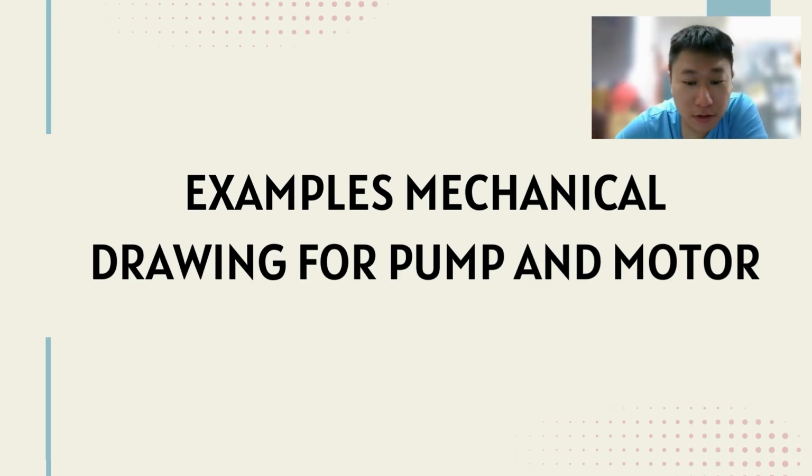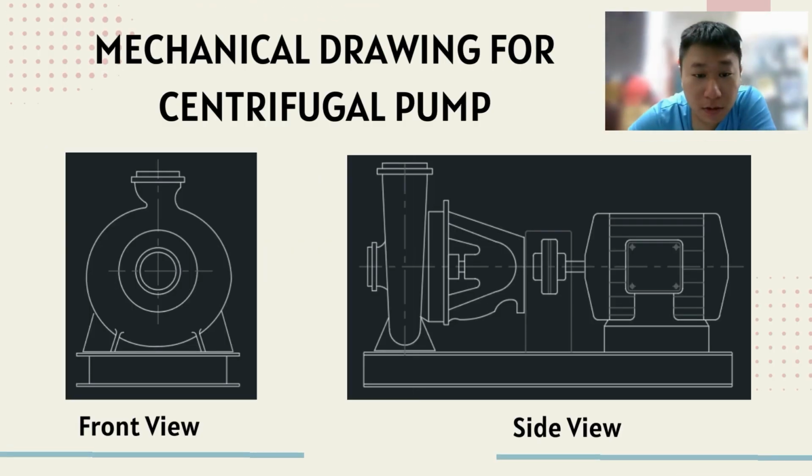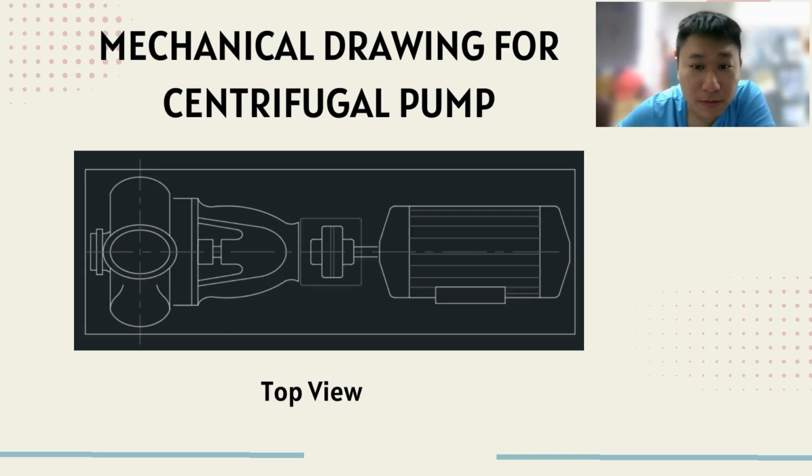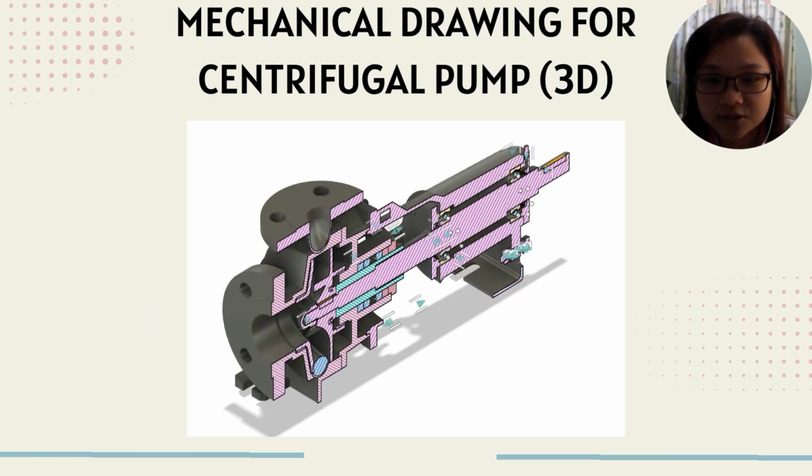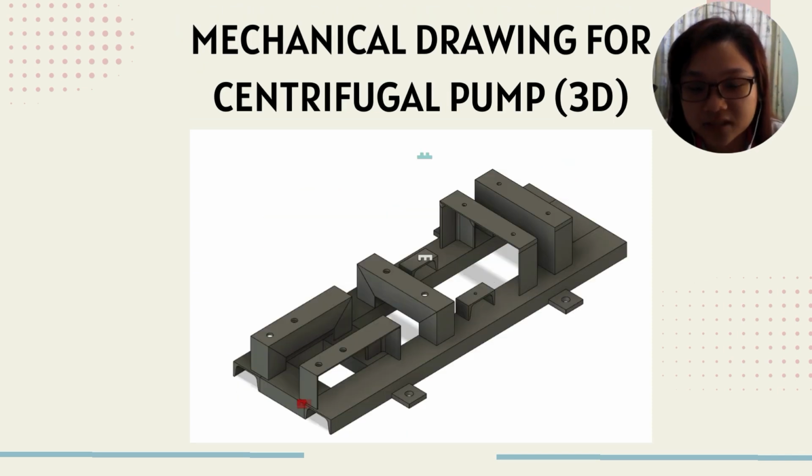For example, the mechanical drawing for the pump and motor. Mechanical drawing for the centrifugal pump, this is the front view and the side view. And this is the top view. This is a mechanical drawing for the centrifugal pump with the base. This slide shows the cross-section of the centrifugal pump. This is the base of the centrifugal pump.